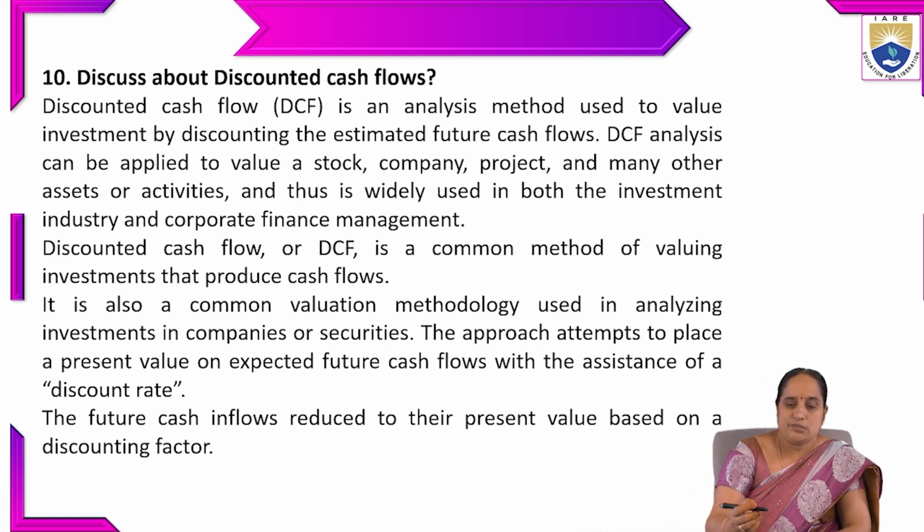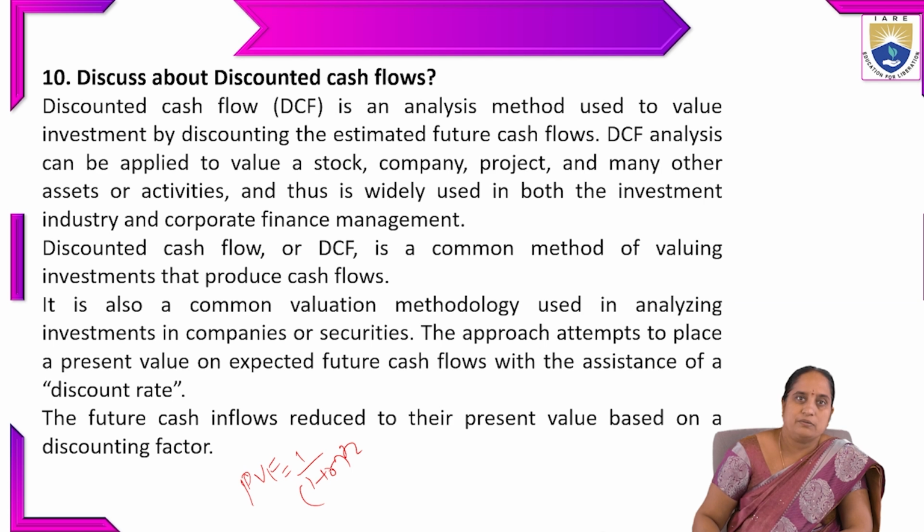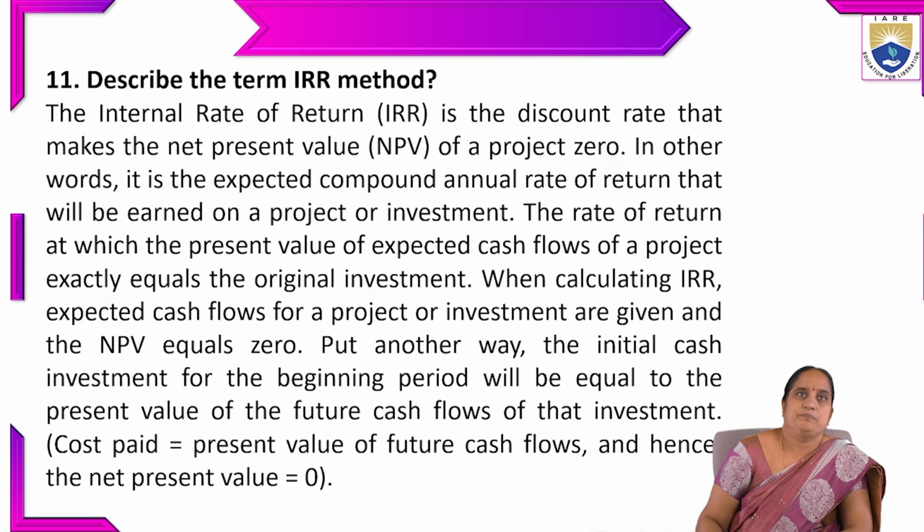So the future cash inflows are reduced to their present value based on a discounting factor, which is also known as the present value factor, and it can be derived by using the formula 1 by (1 plus r) to the power of n. Using these factors, we can find out the present values of cash inflows and also the net present value of the project.